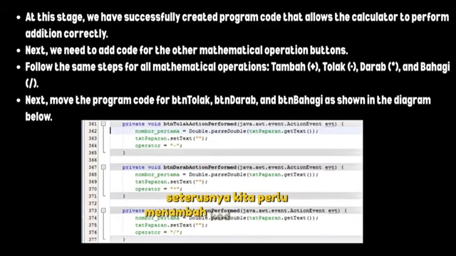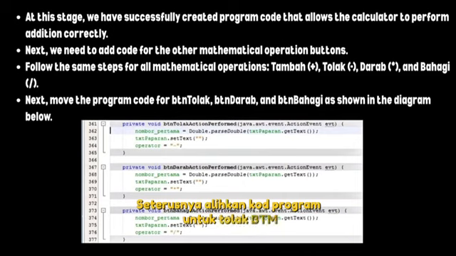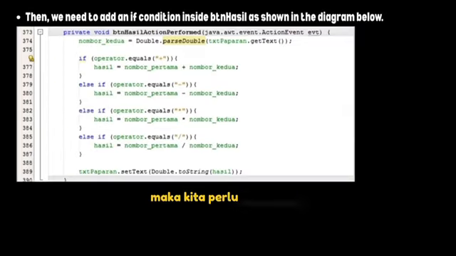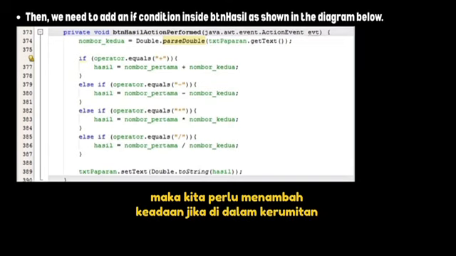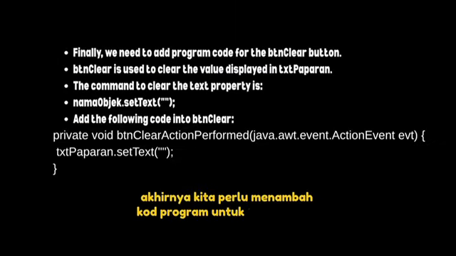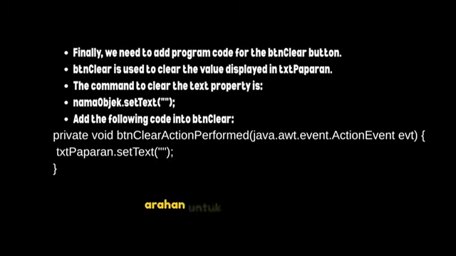Next, we need to add code for the other mathematical operation buttons. Follow the same steps for all mathematical operations: plus, tolak, darab (asterisk), and bahagi (/). Next, move the program code for BTN tolak, BTN darab, and BTN bahagi as shown in the diagram below. Then, we need to add an if condition inside BTN hasil as shown in the diagram below. Finally, we need to add program code for the BTN clear button. BTN clear is used to clear the value displayed in text paparan. The command to clear the text property is: add the following code into BTN clear.